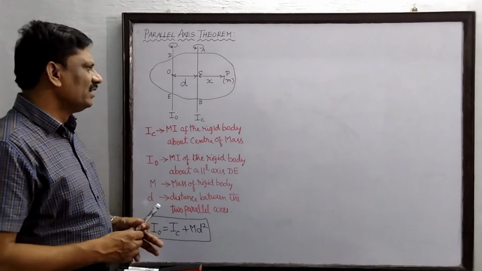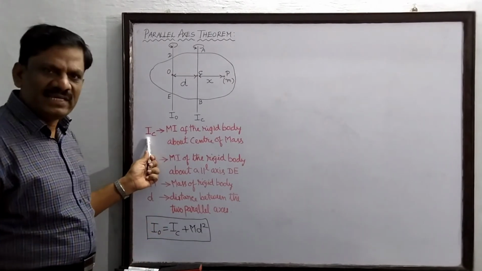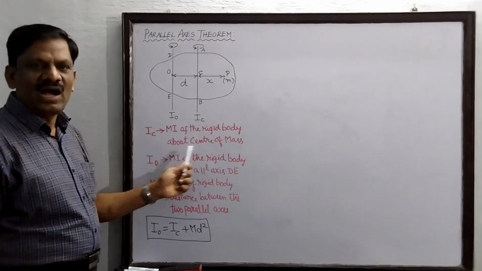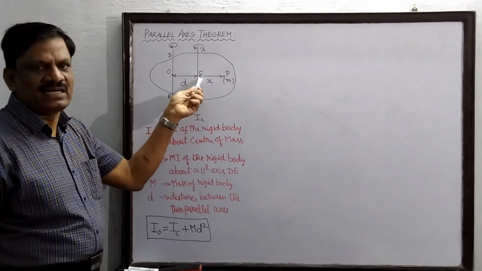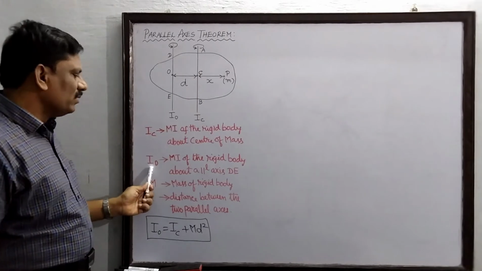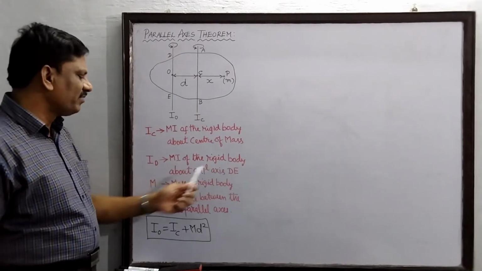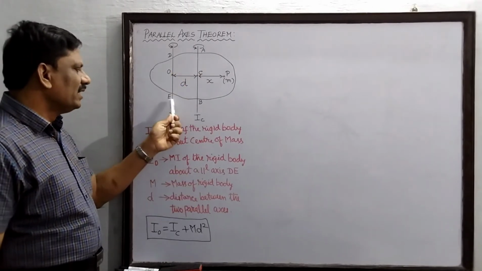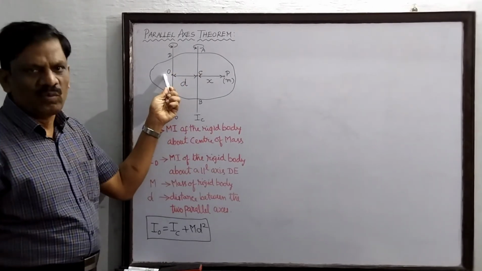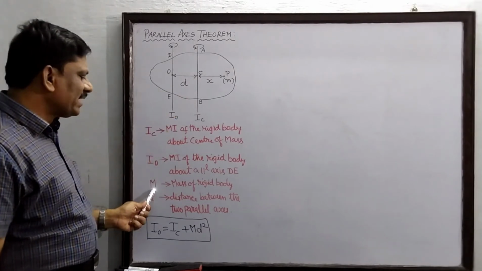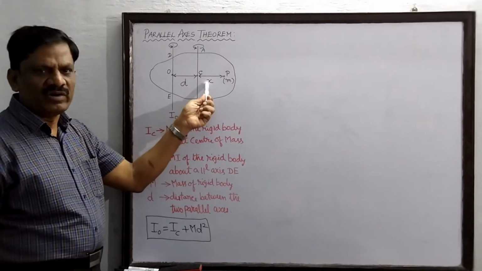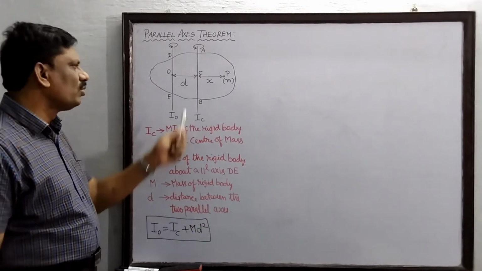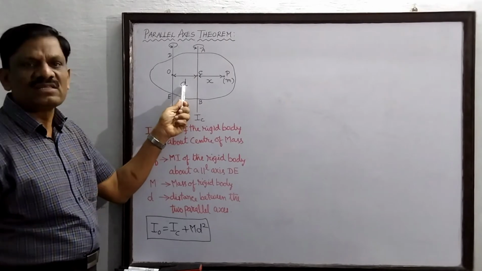Okay students, fine. Now, what is I_C in this picture? It represents the moment of inertia of the rigid body about an axis passing through the center of mass. I_O is the moment of inertia of the rigid body about another parallel axis DE which passes through the point O. And capital M is the mass of the rigid body. And small d represents the distance of separation between the two parallel axes. So this is small d.